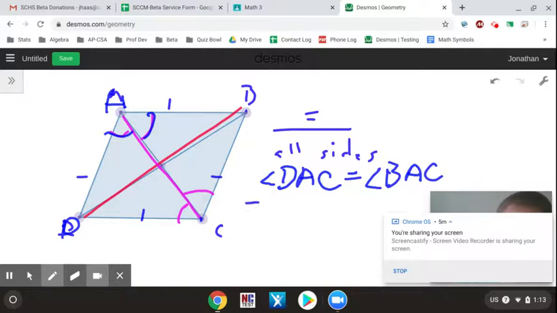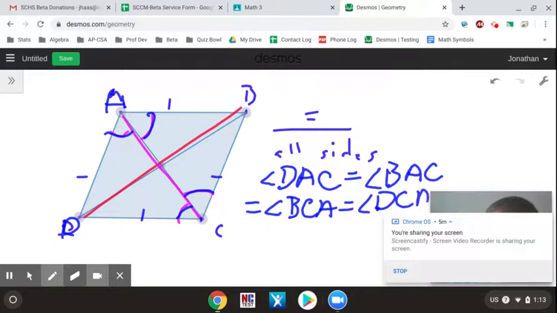Furthermore, it also has to equal the other two angles that I originally marked in purple, these two angles here. Because if A and C were equal and I cut them both in half, all four pieces are equal. So DAC is equal, BAC is equal. Also, I have BCA. And then my final angle I have there is angle DCA. All of those angles are equal to each other.